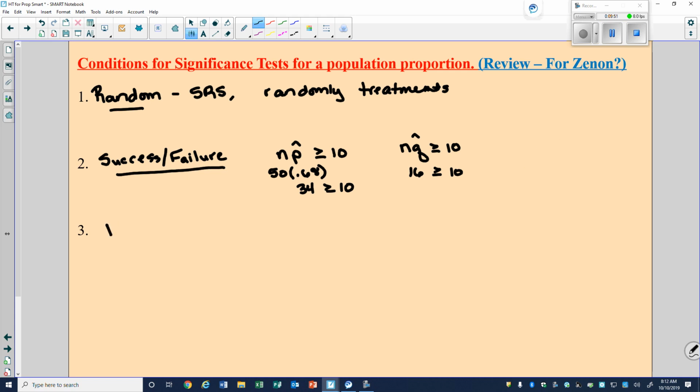And condition number 3 is called the 10% condition. For the 10% condition, we're just going to take the sample size and multiply it by 10. My sample size is 50. When I multiply that by 10, I get 500. And 500 is going to be compared to your population.